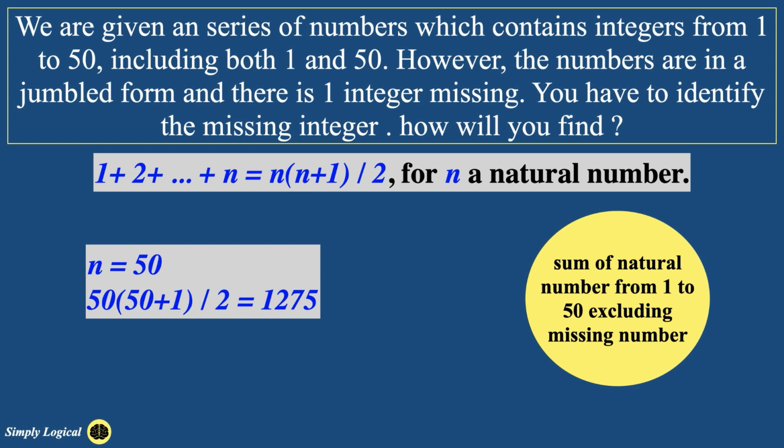So the difference between 1275 and this sum would give us the missing integer. Because 1275 is the sum of natural numbers from 1 to 50, and this number is the sum of natural numbers from 1 to 50 without including the missing number. Hence, subtracting the sum of the given series from 1275 will fetch the missing number. So this is the logic to be used to find the missing number in the given series, provided that the series is positive natural numbers.